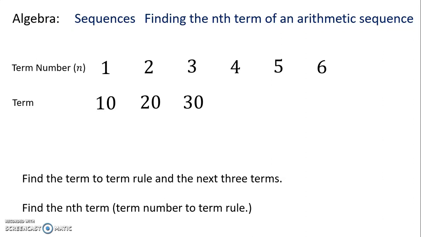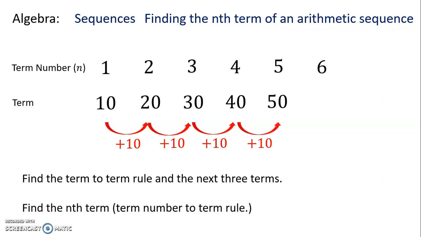Okay, so you should have spotted that the term-to-term rule is add 10. The common difference here is positive 10. And so to get the 4th term, I'm going to add 10 to 30. That gives me 40. The 5th one is 50. And the 6th one is 60.